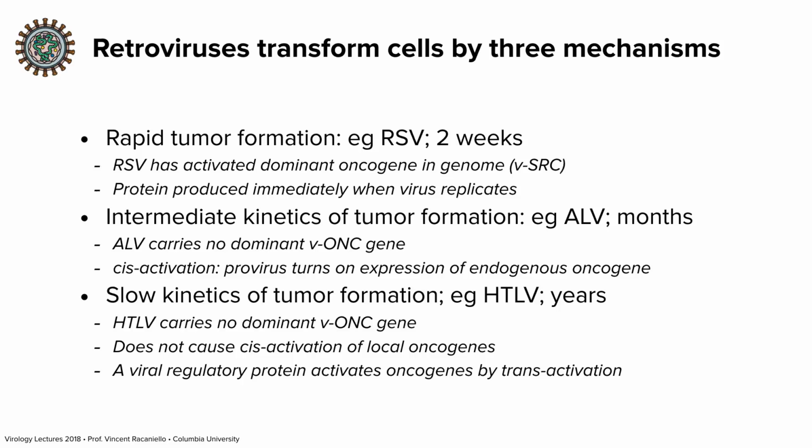And finally, we discovered not too long ago, human T-cell leukemia virus, HTLV, takes years to induce a tumor. These are human tumor-causing viruses. They have no oncogene. They do not cause cis activation of local oncogenes, as the first 2 viruses do. But what they do is they make regulatory proteins, transcriptional activators that they require for their genome, and it turns out that they hit some cellular genes and turn on their synthesis. And if one of those is an oncogene, then you have transformation.